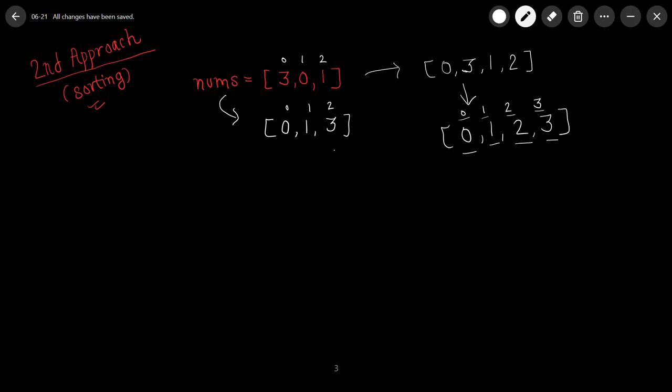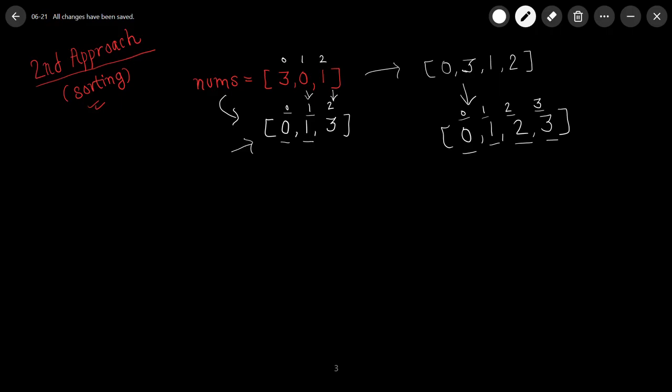But this breaks when a number is missing. Suppose we have 0, 1, and 3 here. In this case, our index is 0, element is also 0, so fine. That means 0 is not our answer. We move forward. Index is 1, value is also 1. So 1 is also not the answer as it's present and not missing.